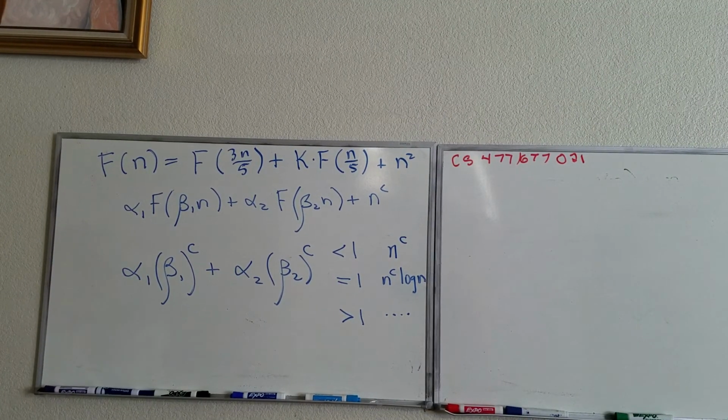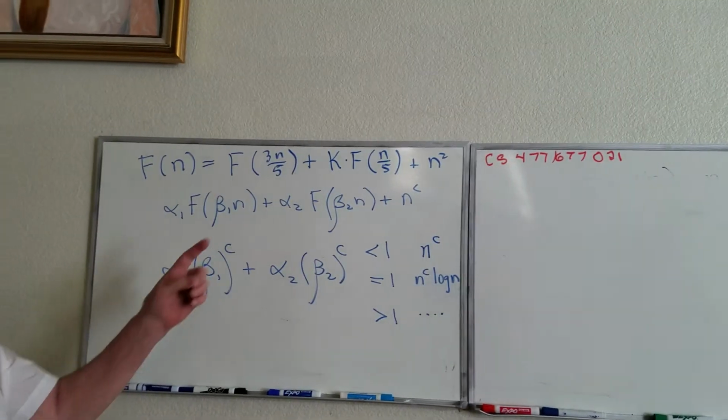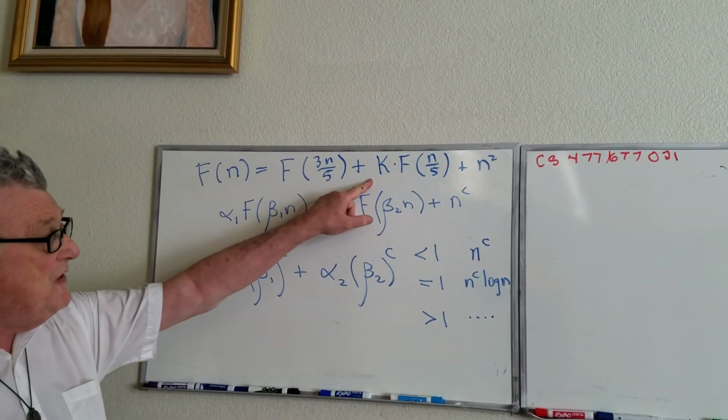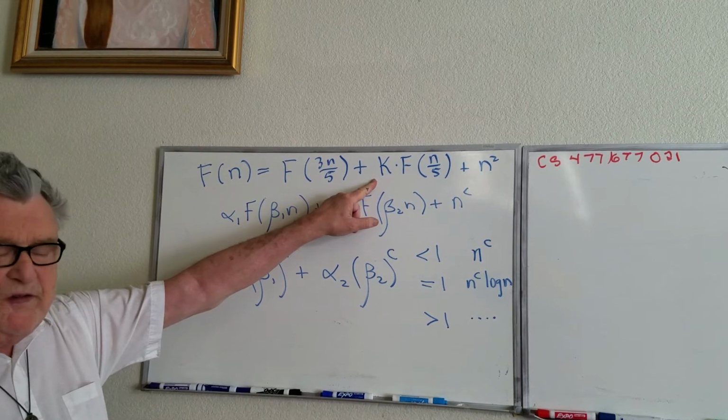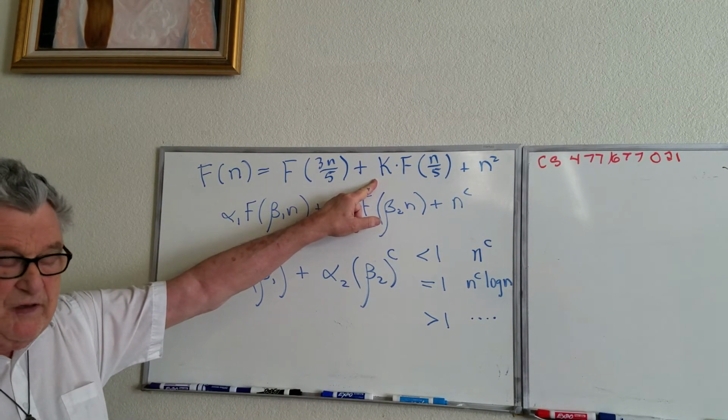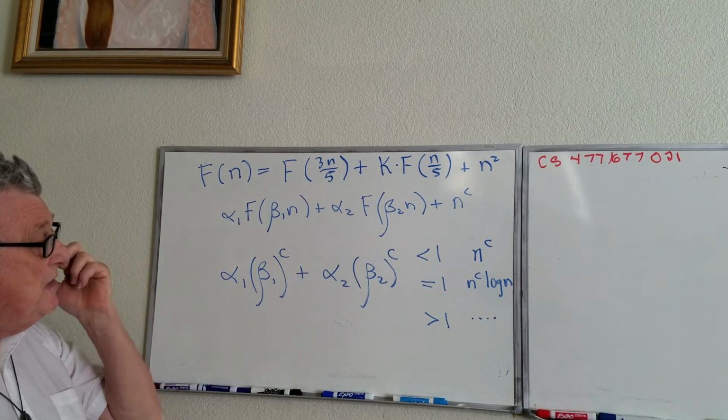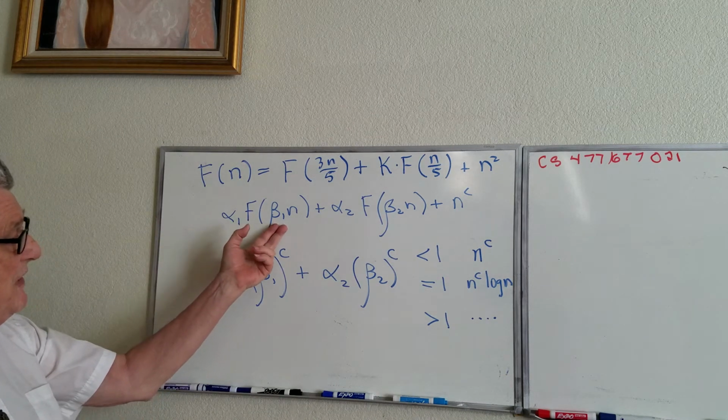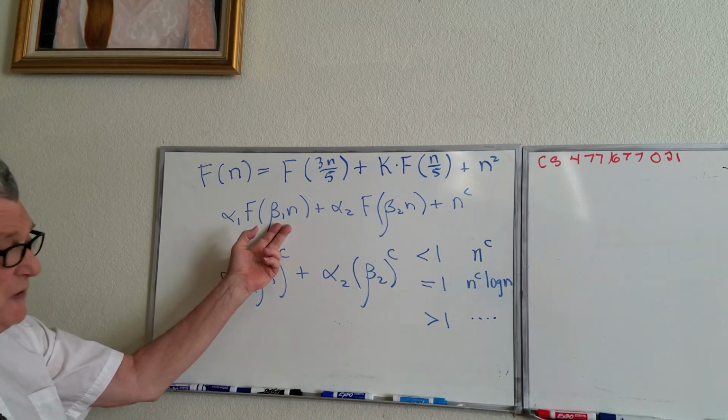Here we have a problem with the generalized master theorem. And we're trying to find a constant k such that the solution of this is theta of n squared log n. Now, if we look at our master theorem, we can set it up this way. Now, there are only two terms. There could be more.